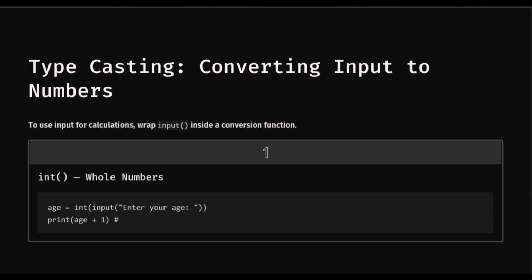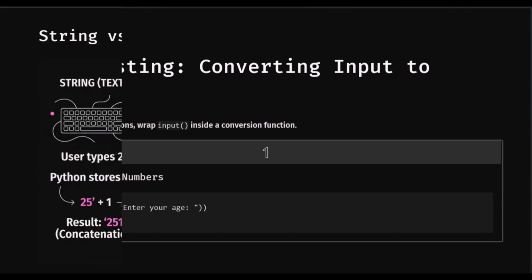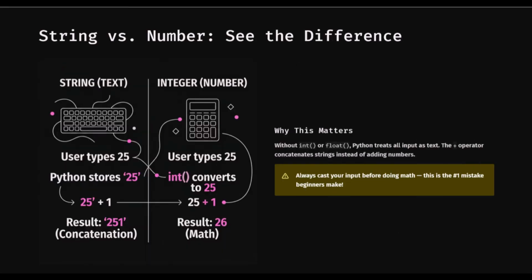Now look at the second line. Because age is a number and not just text, we can finally perform mathematical operations like age plus 1 without any errors. This simple step is the key to creating programs that can handle ages, prices, or any other numeric data effectively. String versus number, see the difference.